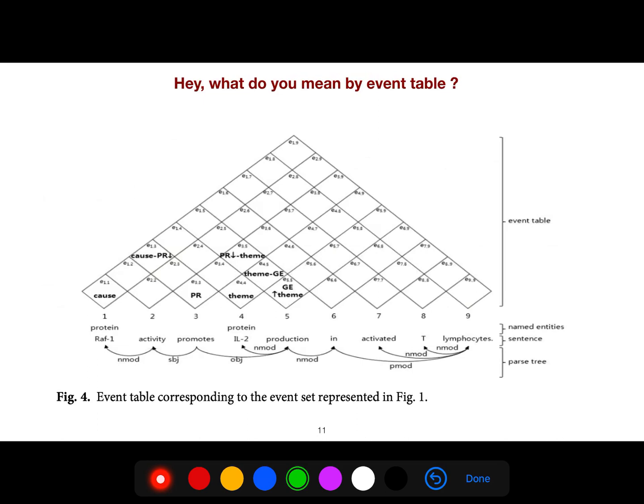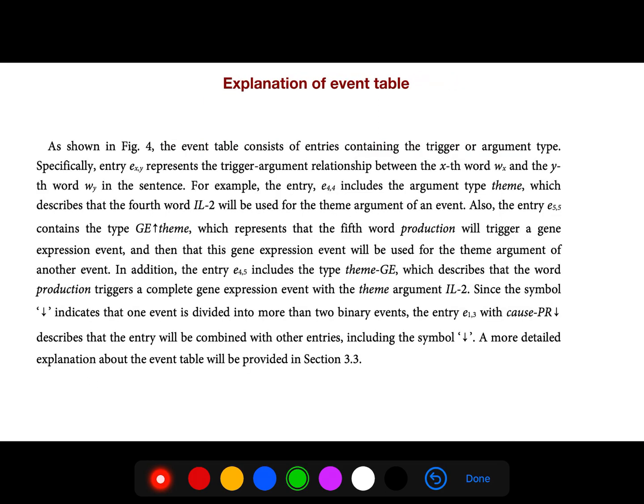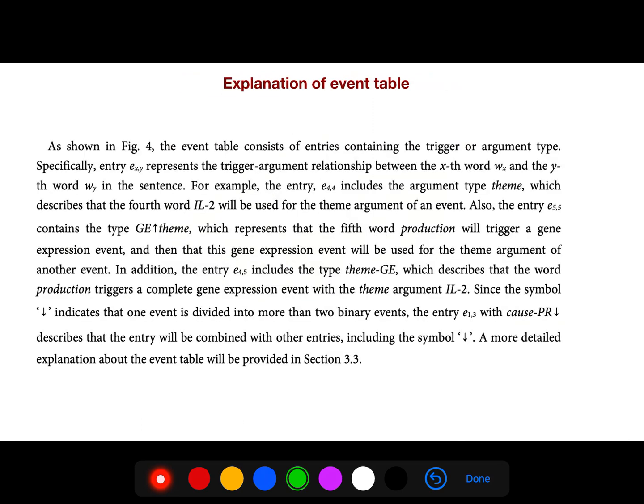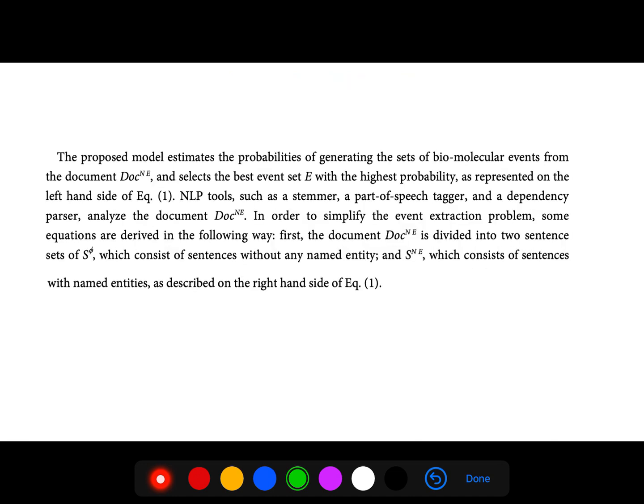As you see in this figure, the event table consists of entries containing the trigger or argument type. For example, entry EXY represents the trigger-argument relationship between the X word and the Y word. For example, entry E44 includes the argument type theme, which describes the fourth word. So the proposed model estimates the probabilities of generating the sets of biomolecular events from the document and selects the best event set with the highest probability.